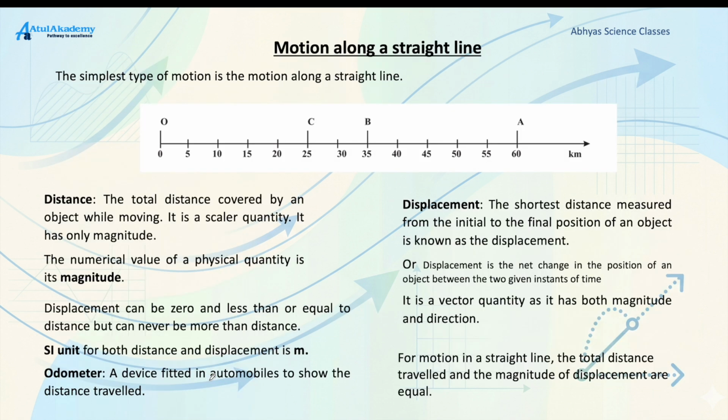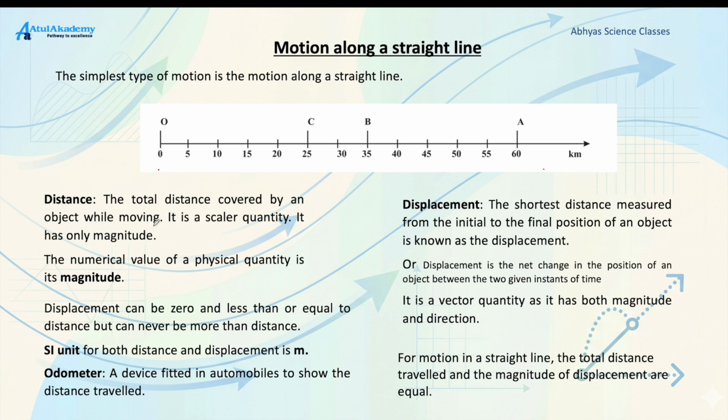Let's talk about motion along a straight line. So simplest type of motion it is. Here it is given that from 0 to 60 kilometer one number line is drawn for you. So let's think of it and study what it is.